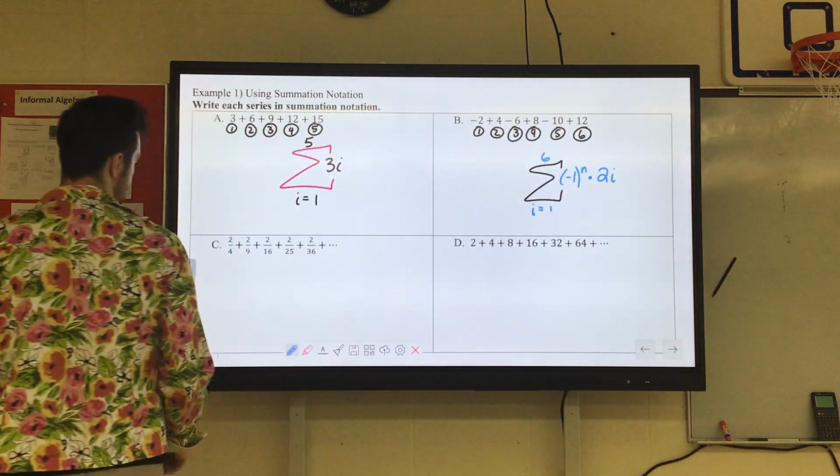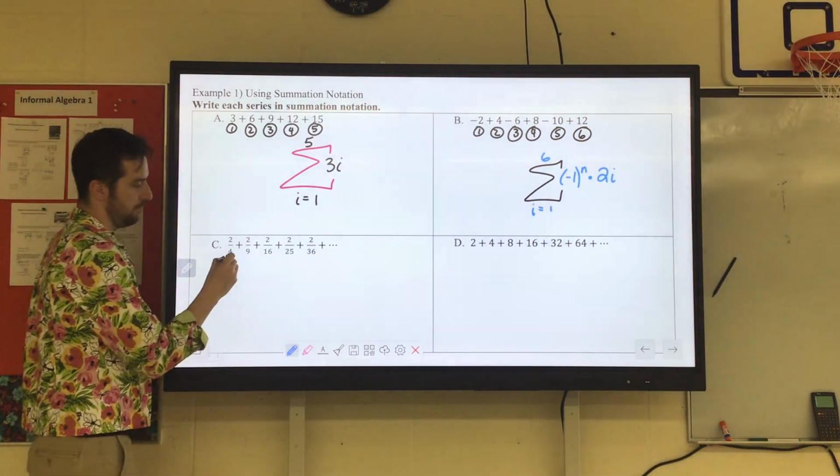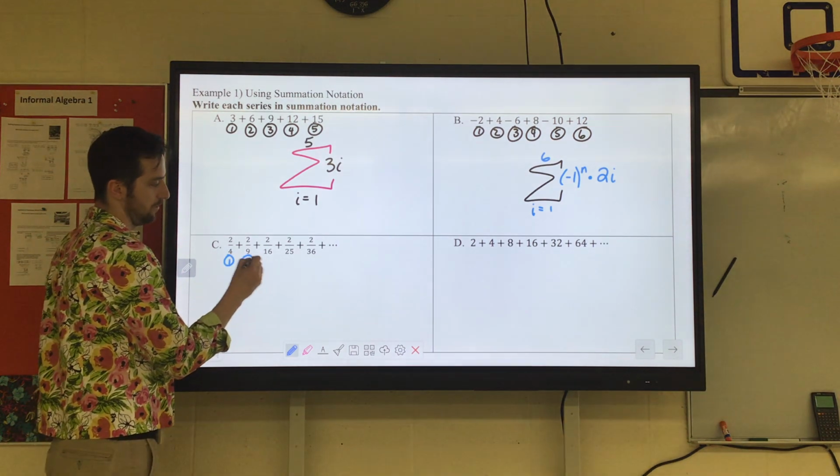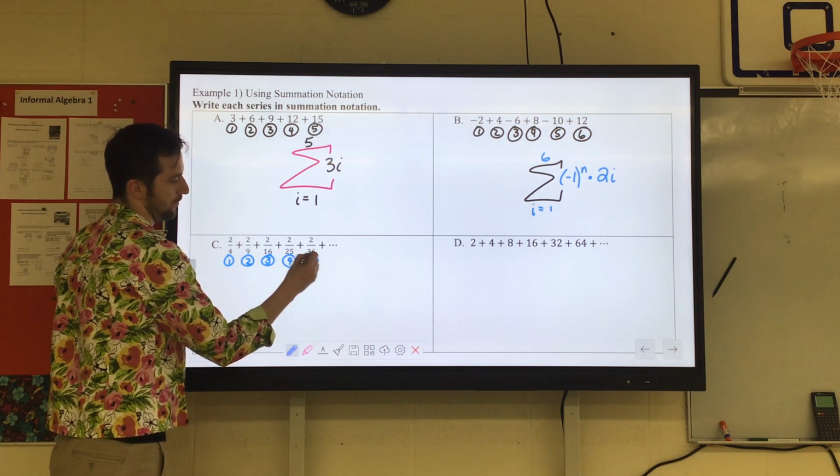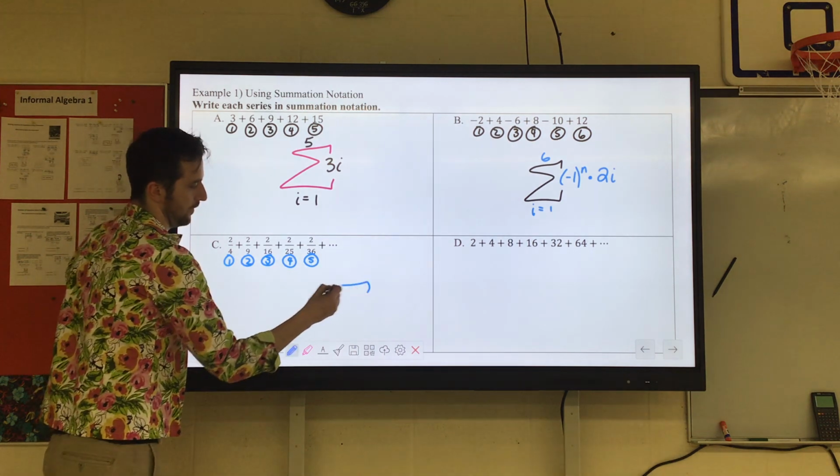All right, let's look at this thing. Goodness. We have our first term, second term, third term, fourth term, fifth term. So let's see.